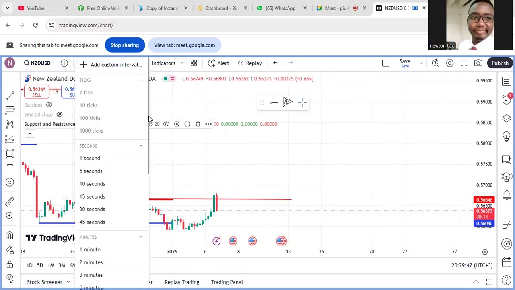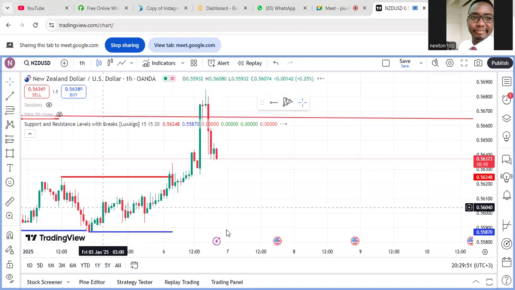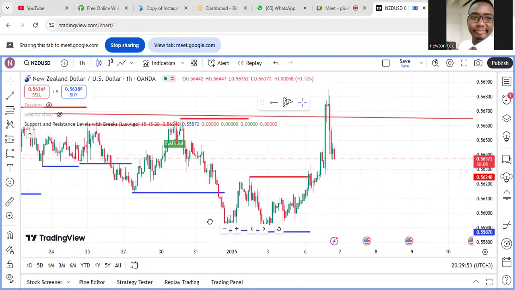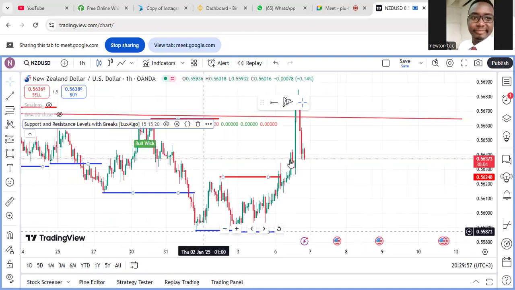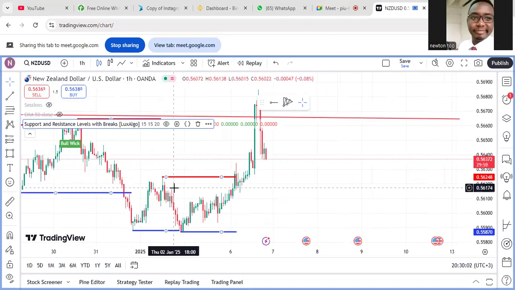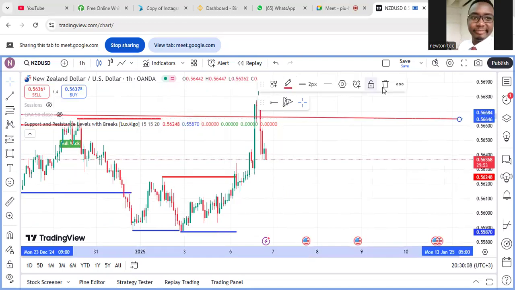Let me check maybe H1, see how the market went, guys. Exactly the same. This one I've not drawn it. This one is automated. So if you have, let's say, the knowledge of market structure.